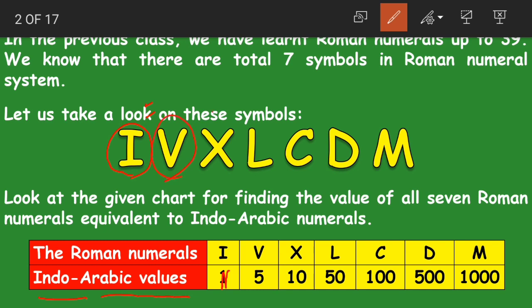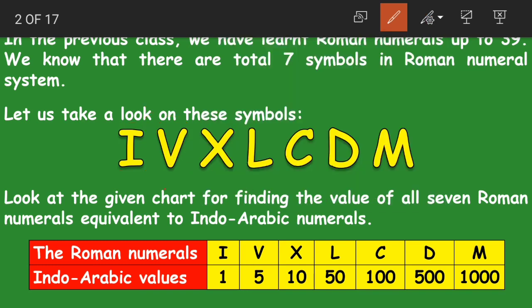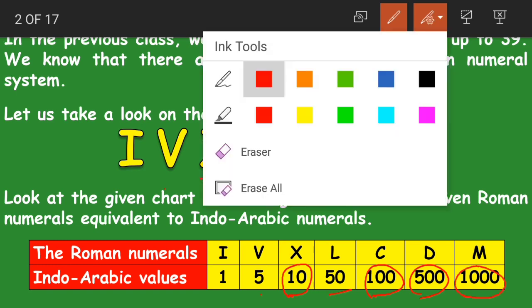Next, you know V. V stands for 5. You are in 5th class now, right? So when you say 5th class, you write like this: 5th class 5. Yes, children? So you know what V stands for. V stands for 5. Then X. X means 10. L. L means 50. C. C means 100. D. D means 500. And lastly M. M means 1000. Okay, children?